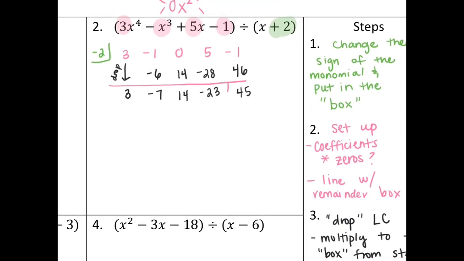So here we go, starting with the 45. 45 is the remainder. Negative 23 is the constant. 14 needs an x. Then I have x squared, then x cubed. Notice that my leading degree is 1 less than the original. So I have 3x cubed minus 7x squared plus 14x minus 23 plus 45 over x plus 2. Let's try that a couple more times.